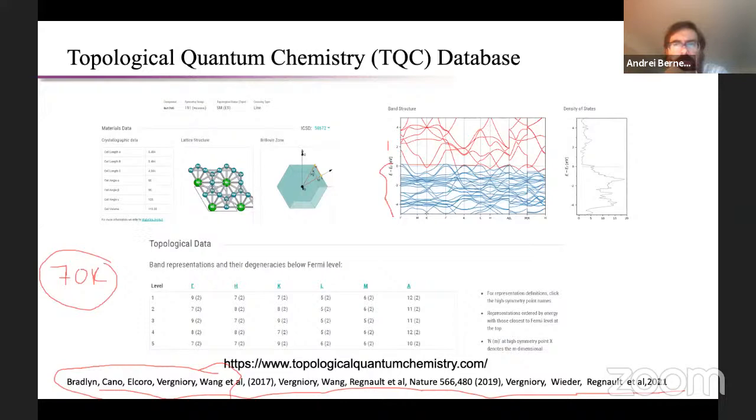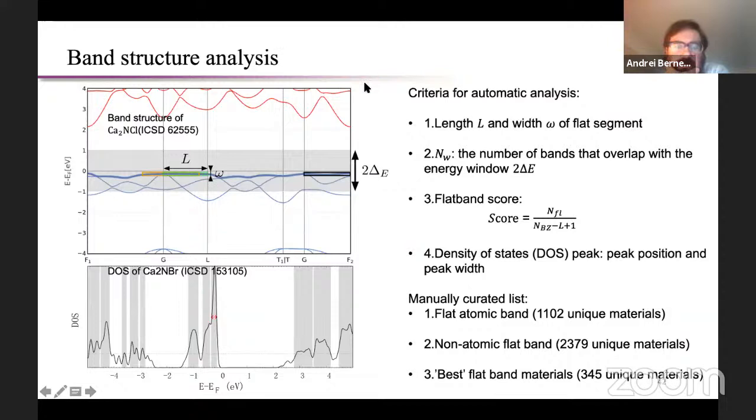Okay, so there's two things you can do. One thing you can do is find flat bands by brute force. The way you find flat bands by brute force is just putting a flat band filter on this database, which basically means you have a database and you add some criteria to it. And these are the criteria that we've added.